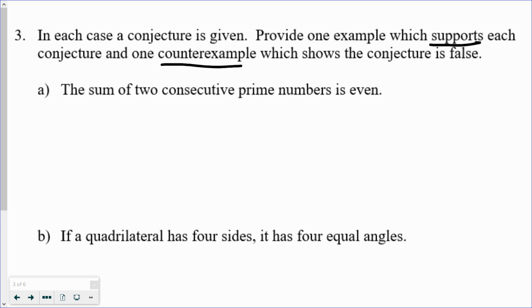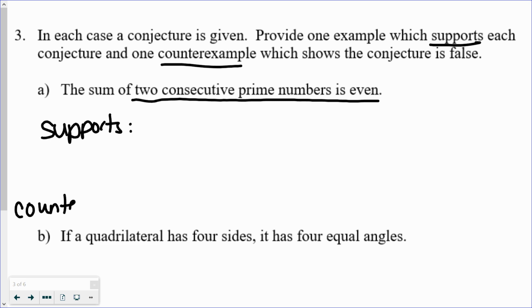So it says the sum of 2 consecutive prime numbers is even. So again, we want to come up with something that supports it. And then we'll look to see if we can find a counterexample. Okay, so the word sum means addition, 2 consecutive prime numbers. So I wrote some on the last page. So 3 and 5 are consecutive in that they're the prime numbers that are one after the other.